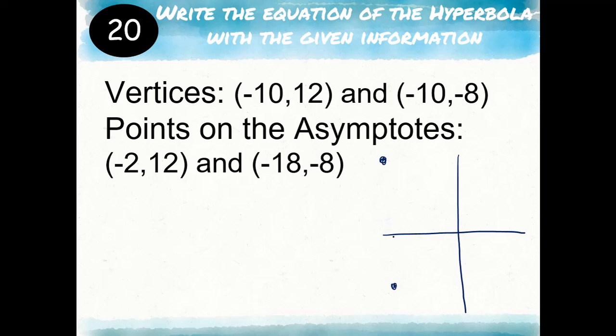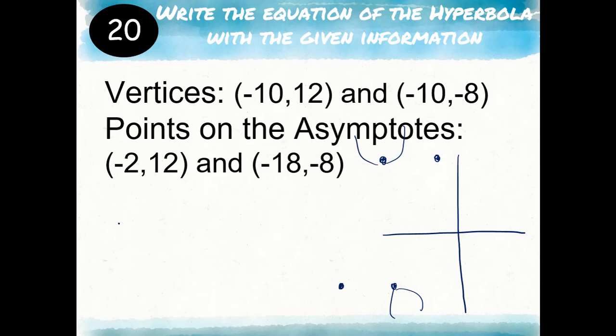And points on my asymptote, negative 2, 12 is over here somewhere. And then negative 10, negative 8, oh, negative 18, excuse me. Way over here. Negative 8 would be something like right there, right? So it looks like that this guy would be going something like this, right? Because these are my asymptote lines. So it looks like it's an up and down. So it looks like y has to come first. But I don't have the center.